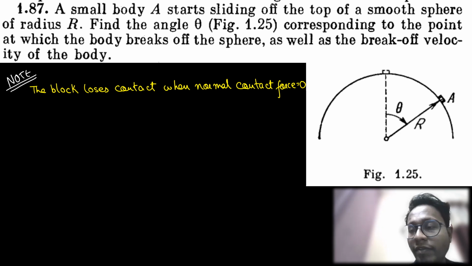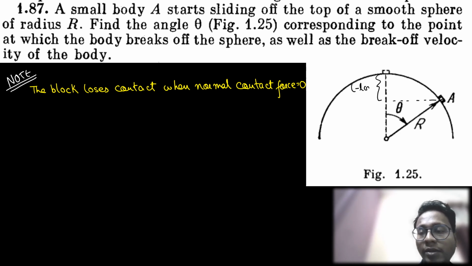So before finding out the value of N, how much is this distance? See, this entire distance is L. This much distance is L cos theta. So this much distance would be L minus L cos theta. Okay, now let's draw the free body diagram of the body.